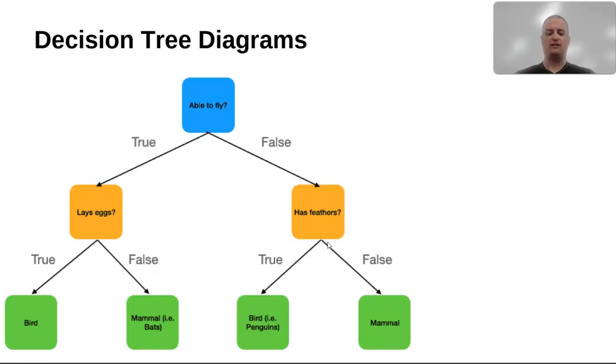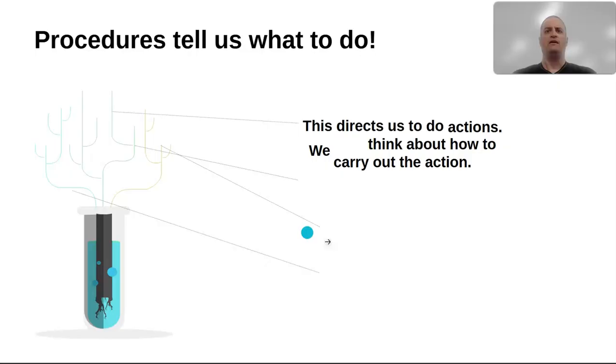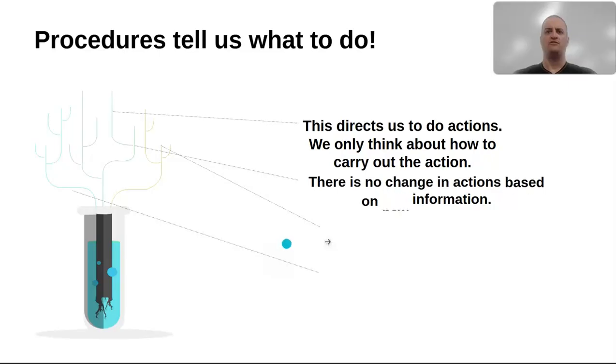So let's take a look at some areas in which we could look at procedures themselves. Now, these are procedures that we've already had some time with. They direct us to do actions. We only think about how to carry out the action. It says cut the bread, we cut the bread. It says slice the cheese, we slice the cheese. There's no change in actions based off of new information.